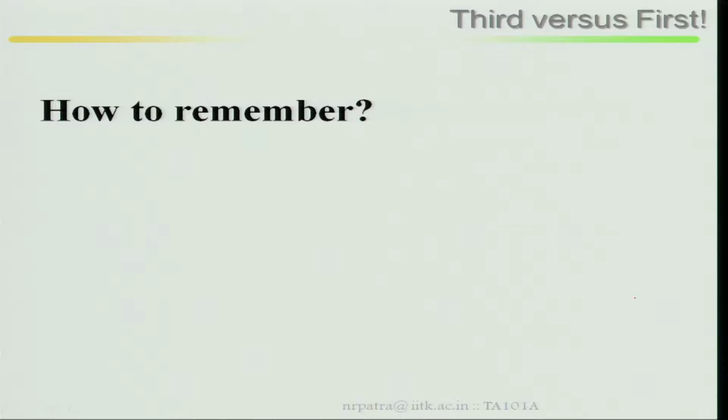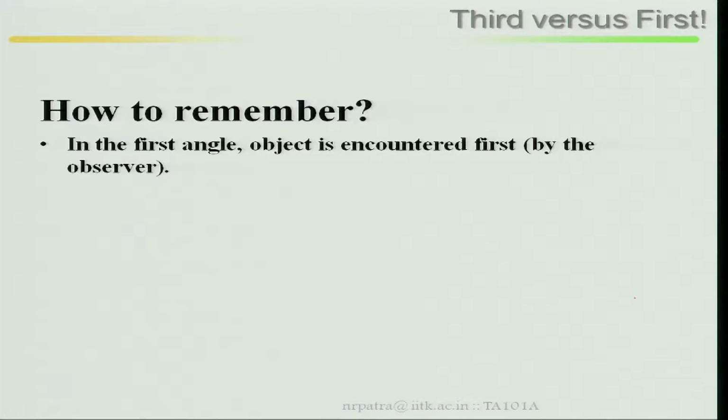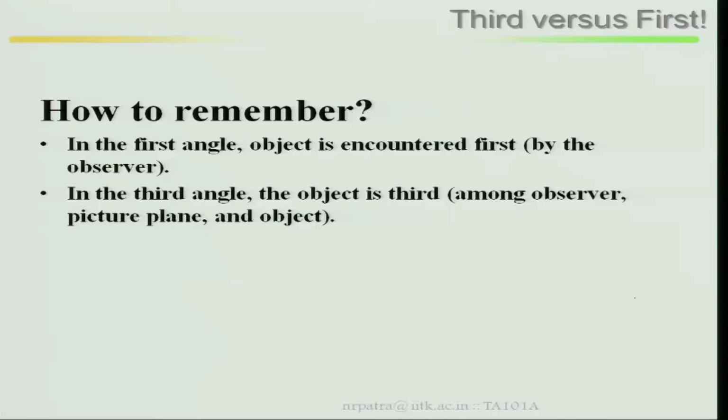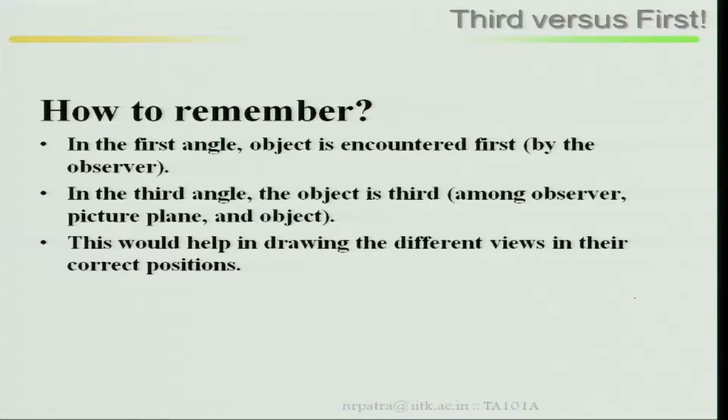How to remember the difference between third angle projection and first angle projection? In first angle, the object is encountered first. If the observer is stationary, that means the object is encountered first. That means in front of this observer there is the object in first angle. In third angle, the object is third. That means the picture plane will come first, and behind your picture plane, your object will come. This would help in drawing the different views in their correct positions.